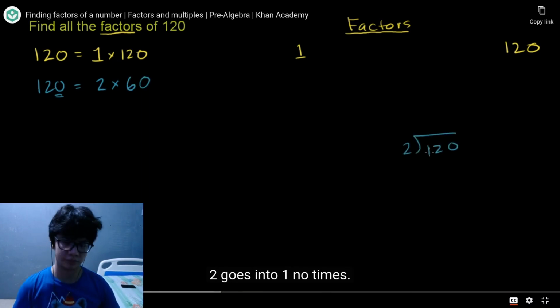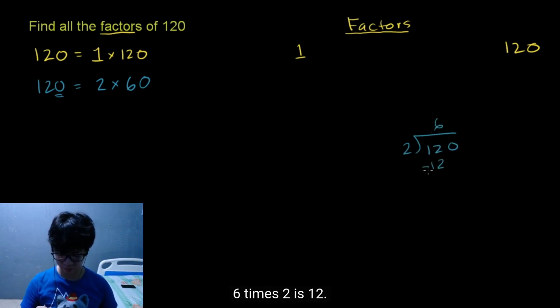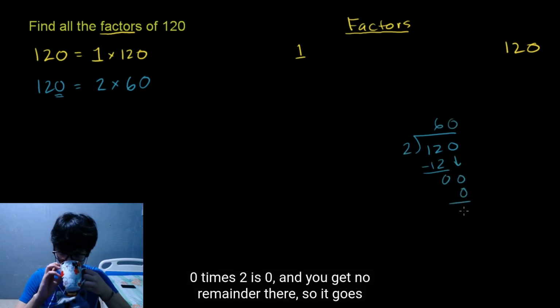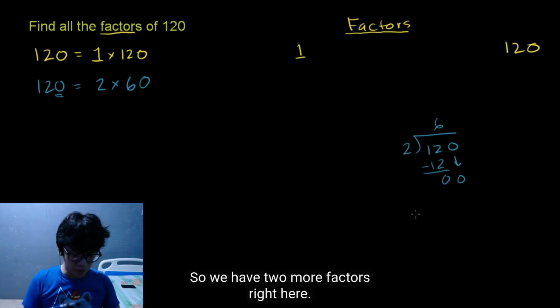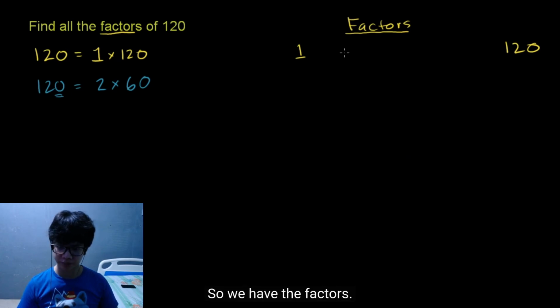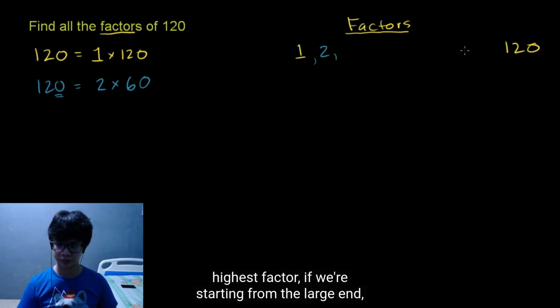2 goes into 1, no times. 2 goes into 12. 6 times 2 is 12. Subtract. You get 0. Bring down the 0. 2 goes into 0. 0 times 2 is 0. And you get no remainder there. So it goes 60 times. So we have 2 more factors right here. So we've established the next lowest one is 2, and the next highest factor, if we're starting from the large end, is going to be 60.